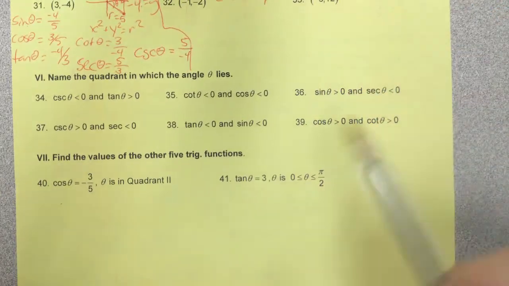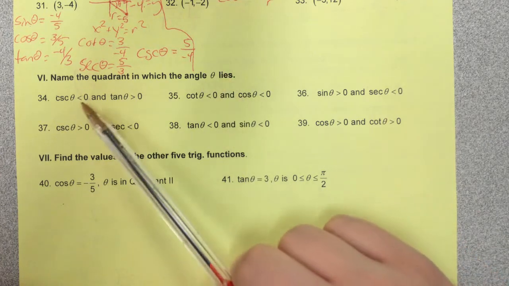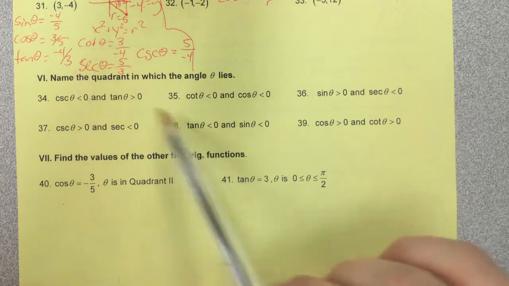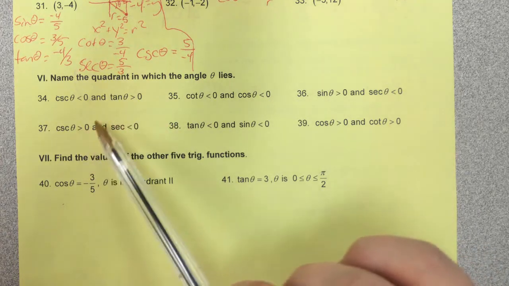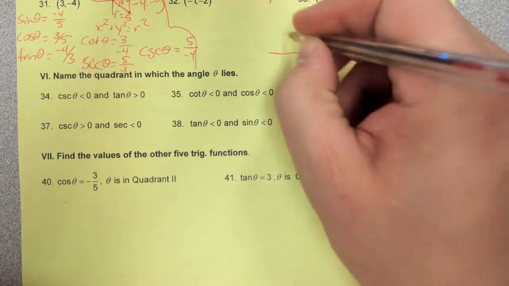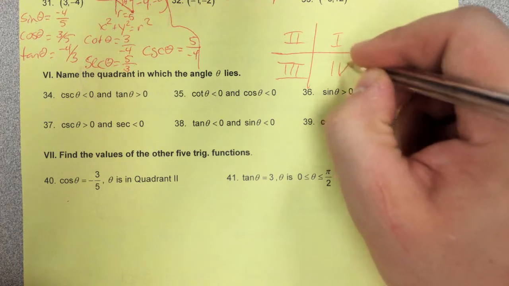Along the same lines, this says name the quadrant in which the angle theta lies. So each one of these we're talking about a different theta, and we're trying to figure out where each one of these angles is going to be. Is it going to be in quadrant 1, 2, 3, or 4?